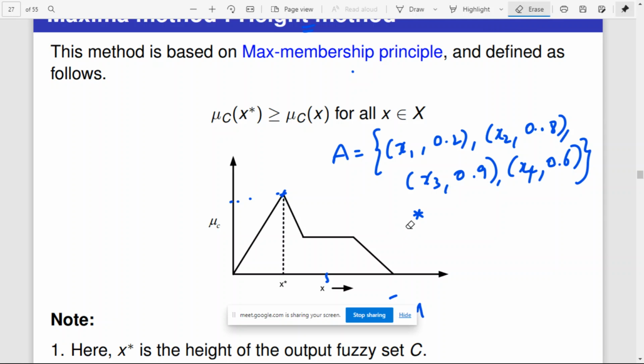Any idea? If you are using the height method, given this particular input, what will be x star, that is, what will be the crisp value? This method says that whichever x value gives the peak value, that x will be considered as the crisp value. So x star will be equal to what?